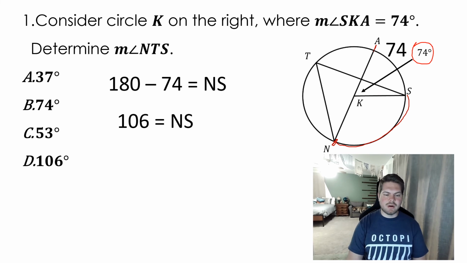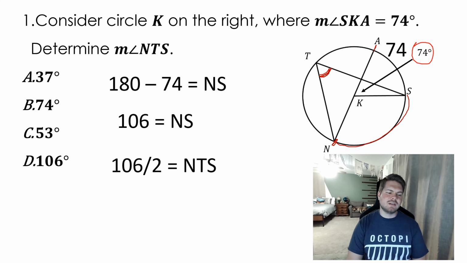And that's important because NS is actually our arc for our inscribed angle of T, which is what we're looking for. And if you remember our rules, that means that angle T should be half of 106. So we get the angle T, or NTS, is 53 degrees.